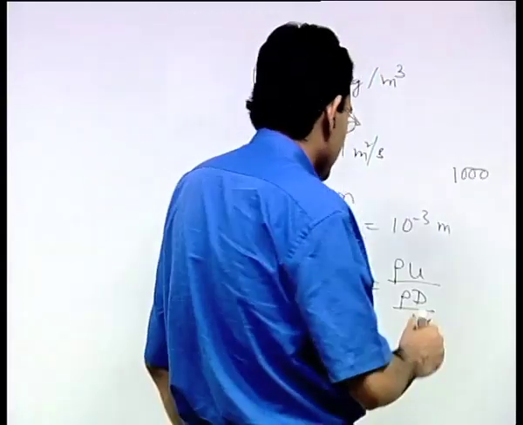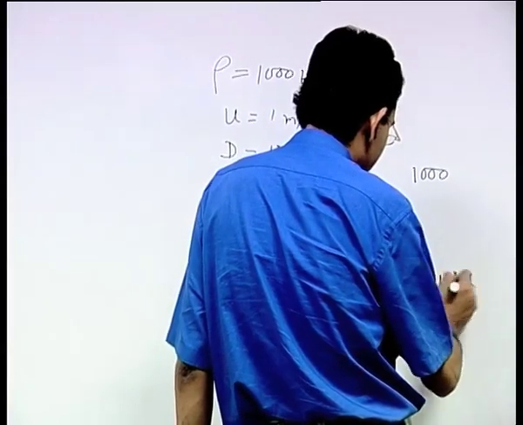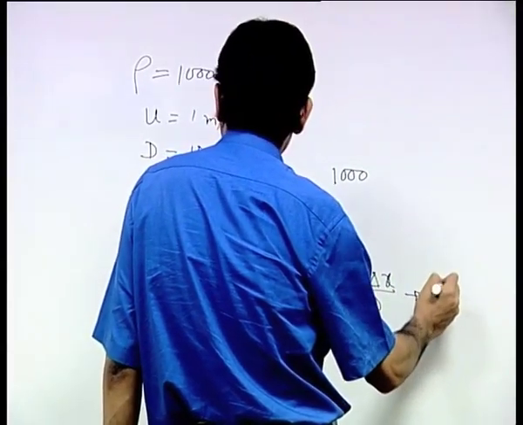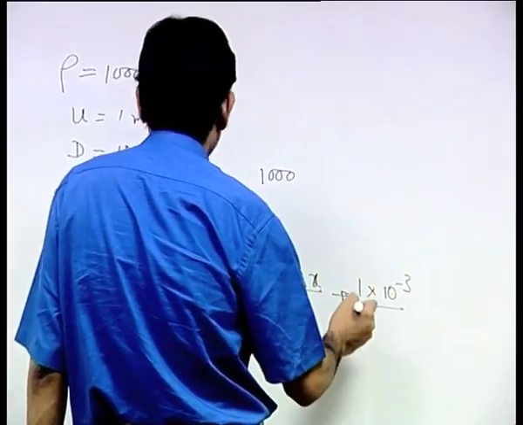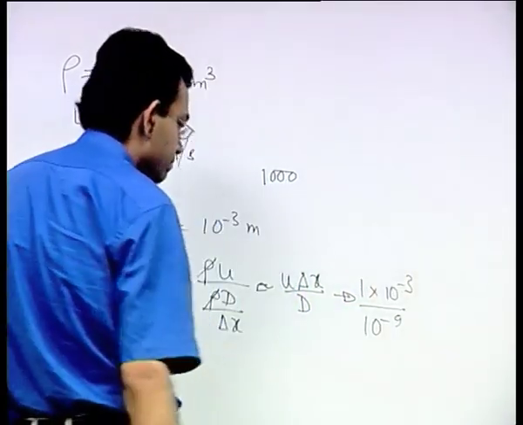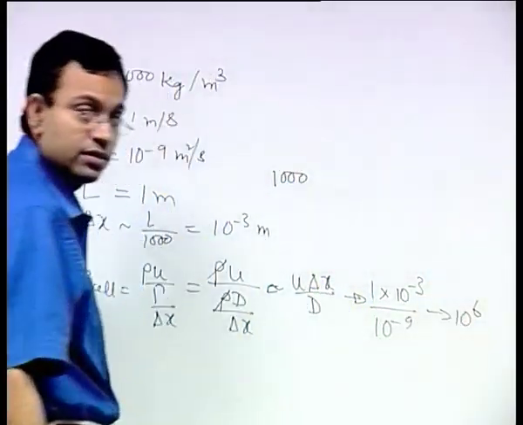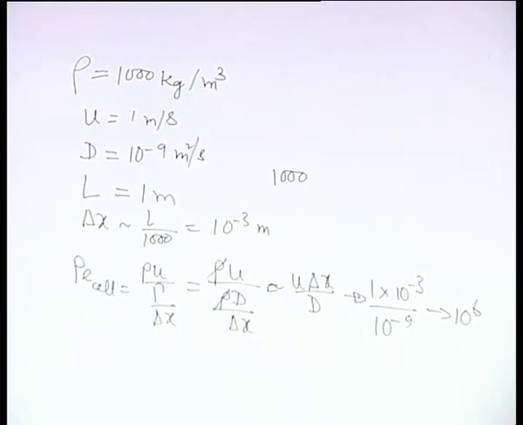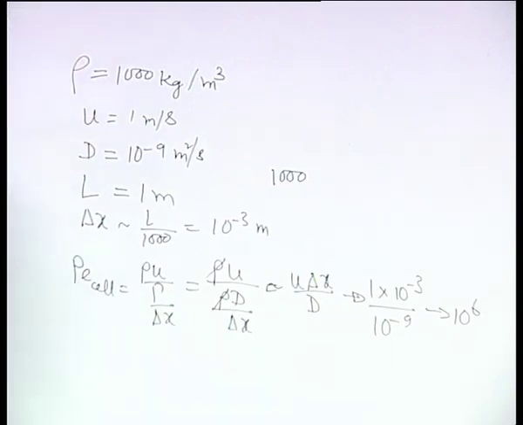So the two rho's get cancelled out, and it is of the order of u delta x by D. So u is 1, delta x is 10 to the power minus 3 and D is 10 to the power minus 9. So it is of the order of 10 to the power 6. So it is a very high cell based Peclet number, which implies that the central difference scheme will not work, as it is much greater than 2.